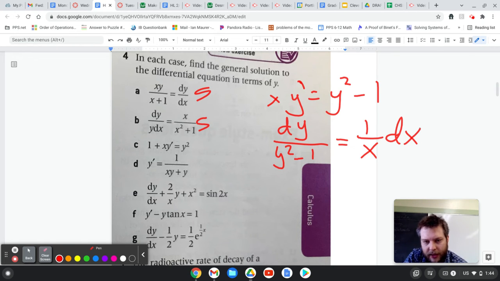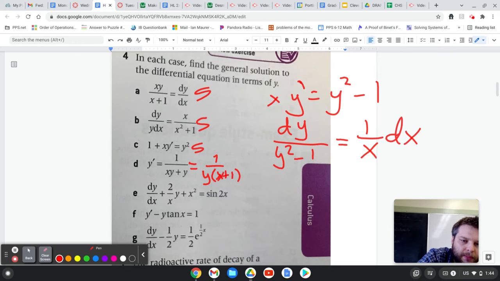The left side, you can use partial fraction decomposition and then have it be the sum or difference of two logarithms. So part C is also separable. That's great. Let's see, part D. Yeah, I think that one's going to be separable as well, because you can write this as 1 over y times x plus 1, and then multiply both sides by y.